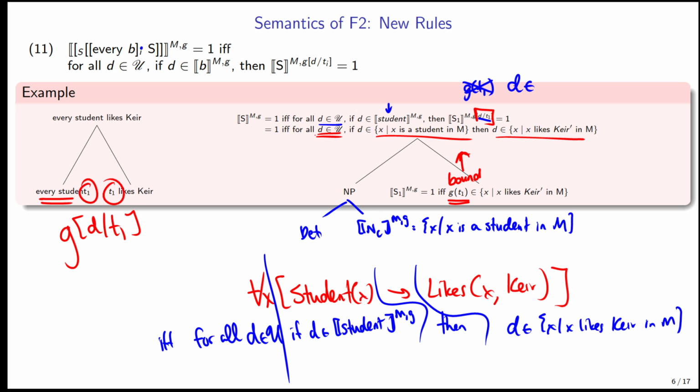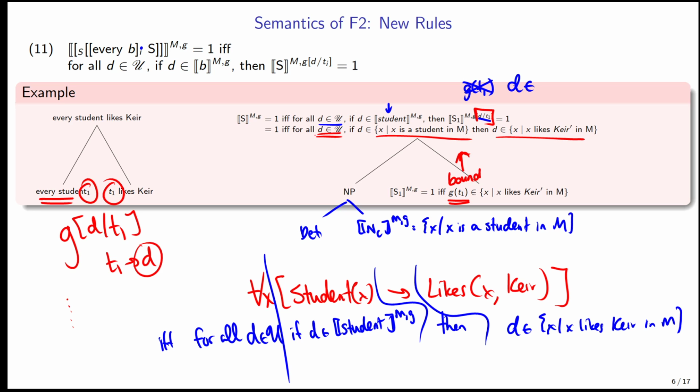But every student has to go through everything in the universe and look for particular things that are students. So what we're saying is, let's make T1 D. That way, when we check everything in our universe, if it's a student, we also check to see if g of T1 is D for that particular instance. So if D is in the set of X, just that X likes Kier.